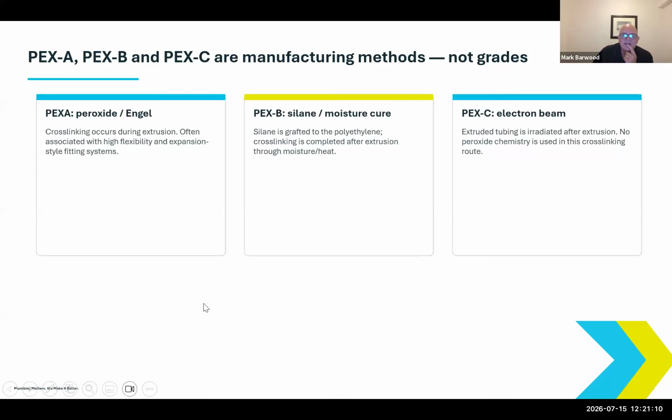So those are the three kinds of pipe. Just remember, the A and the B and the C are how the cross-linking was achieved, and it's not a grade. Not A is the best, B is second best, C is the third best. It's just how the cross-linking was achieved.